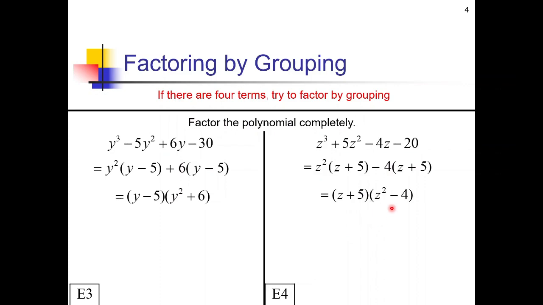Now I have to double check. Z squared minus 4, can I factor that further? Well, I actually can. This is one of those a squared minus b squared situations where I can square root both things and use a plus and minus parentheses. So I've got the z plus 5 I initially started with here, and now I've got a z plus 2 and a z minus 2 for this last piece.